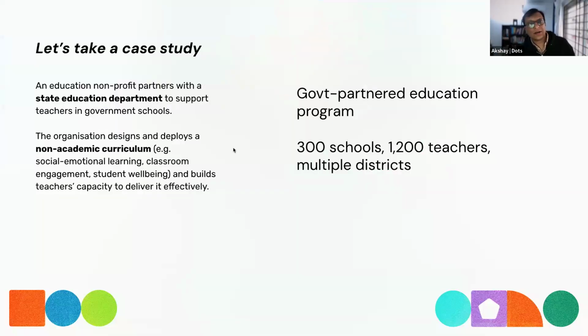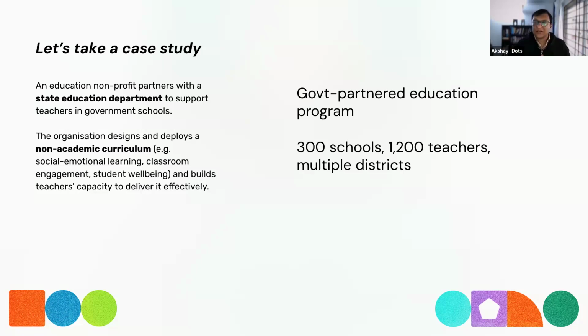Right. So essentially, what we did was that to help show you what this could look like, obviously, we can't show you something from an existing partner's data. So we thought up what a typical one type of intervention we often see in the sector, which is that there's a non-profit who partners with a state education department, and their idea is to support teachers in government schools, right? Teacher training sort of program, but the program is deploying non-academic curriculum. So social emotional learning, classroom engagement, student well-being, and really building the teacher's capacity to deliver that effectively.